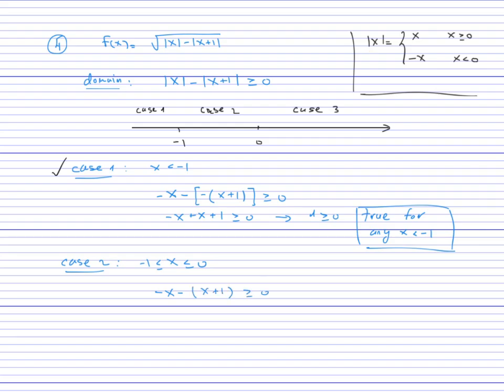And that's bigger than or equal to 0, so again we get minus x minus x plus 1 is bigger than or equal to 0. Therefore, we get that minus 2x is bigger than or equal to 1. We divide by minus 2. Don't forget to switch the sign. You get that x is less than or equal to minus 1/2.